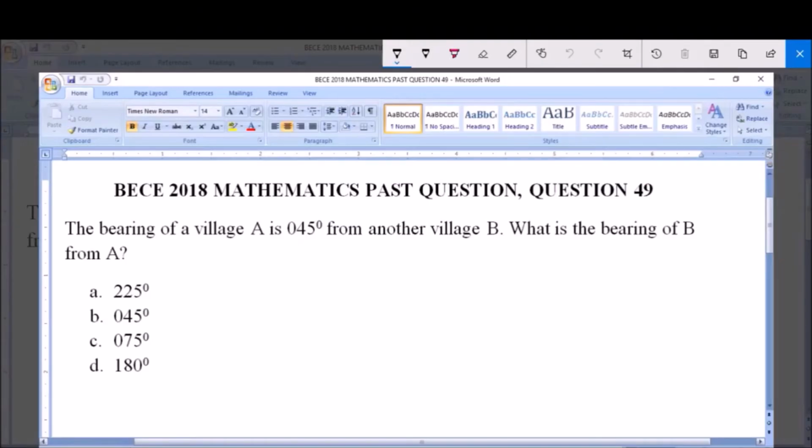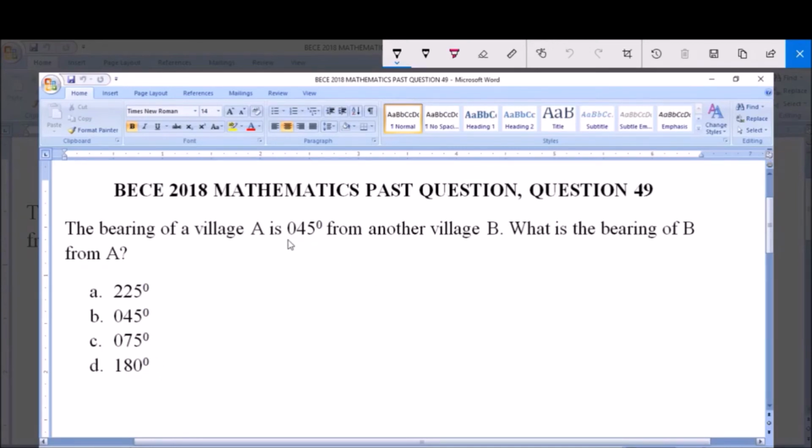Good day and welcome. Today we're going to be dealing with BECE 2018 Mathematics Past Question, question 49. The bearing of a village A is 45 degrees from another village B. What is the bearing of B from A? A 225 degrees, B 45 degrees, C 75 degrees, and D 180 degrees.